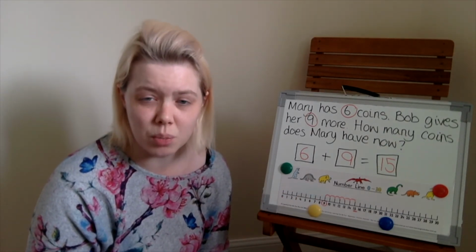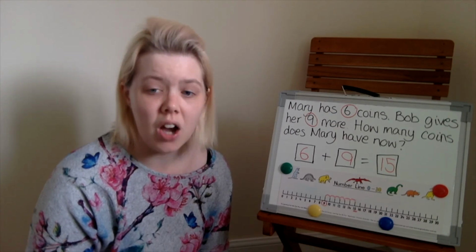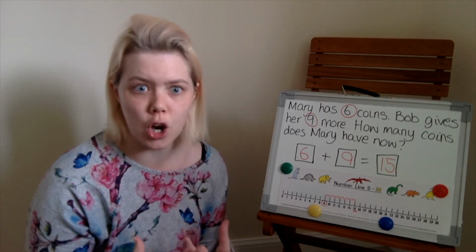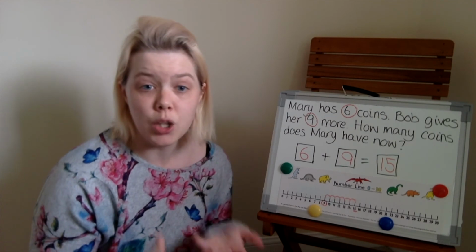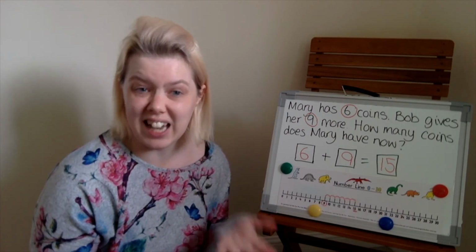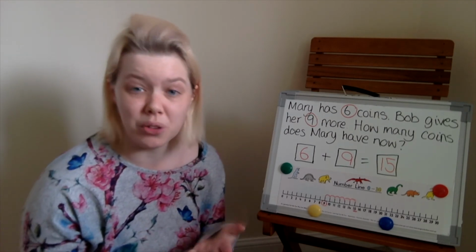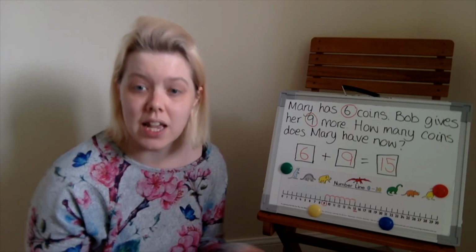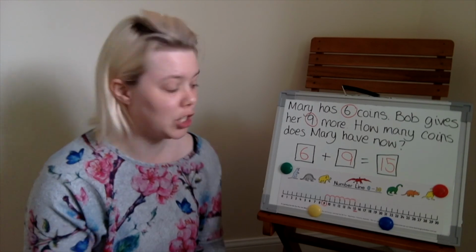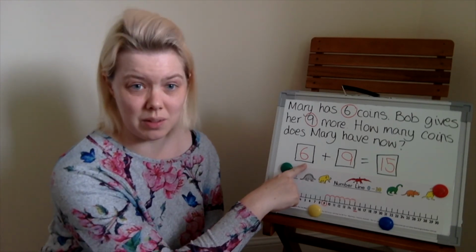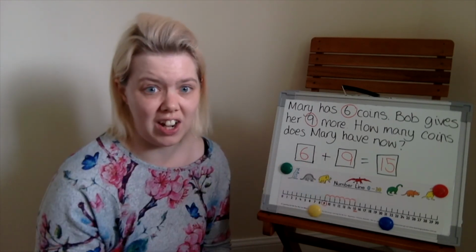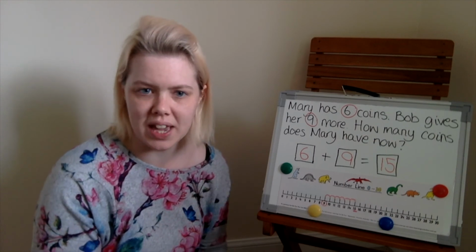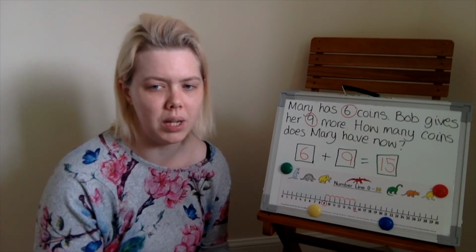If you're finding number lines a little bit tricky, I would suggest using objects to help you. You might have things like Lego, or you might have other building blocks, or you might have things like dolls or teddies. You could use them to help you. So you could get 6 blocks and 9 teddies and then add them together to find the answer if you are finding number lines a bit tricky.